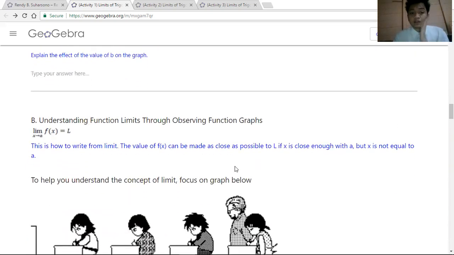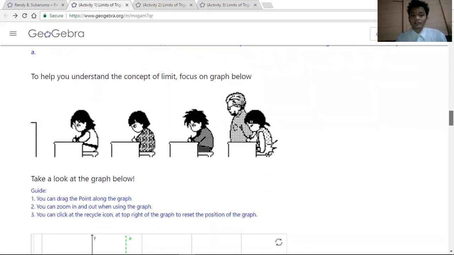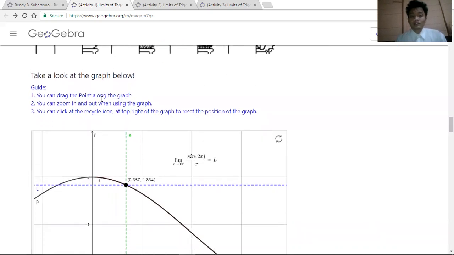B. Understanding function limit by observing function graph. This is how to write the limit: the value of function f(x) can be made as close as possible to L if x is close enough to a, but x is not equal to a. To help you understand the concept of limit, focus on the graph below. Take a look at the graph below. Guide: you can drag the point along the graph. You can zoom in and out when using the graph. You can click the reset icon at the top of the graph to reset the position of the graph.